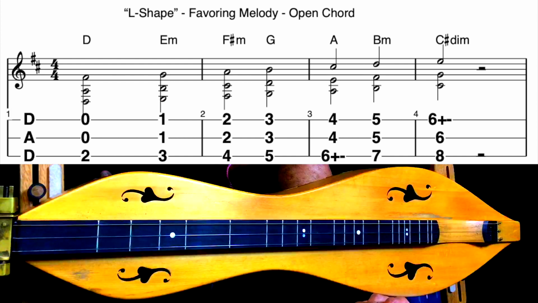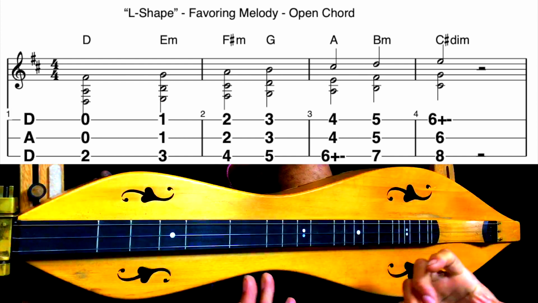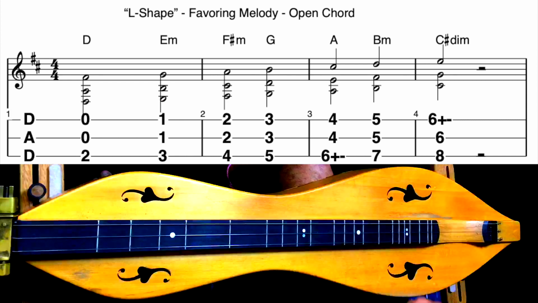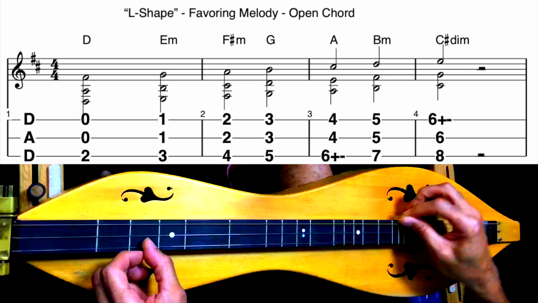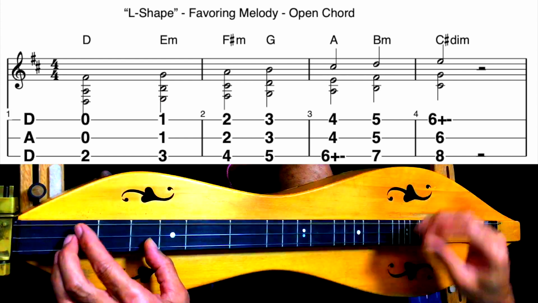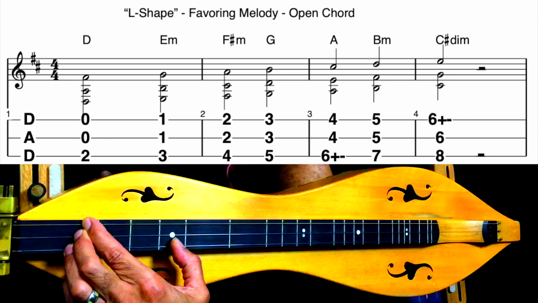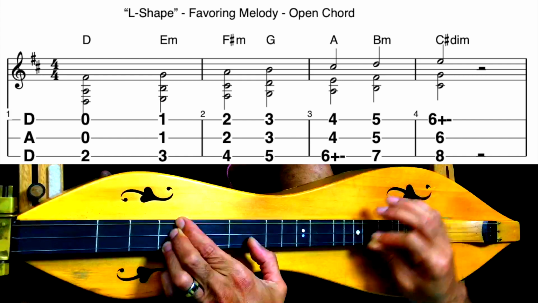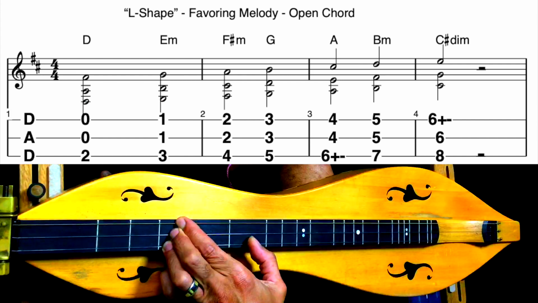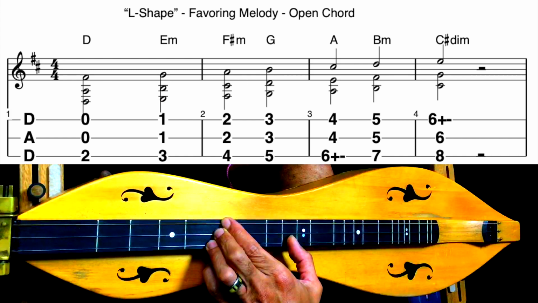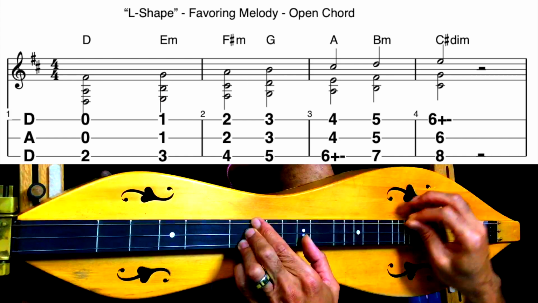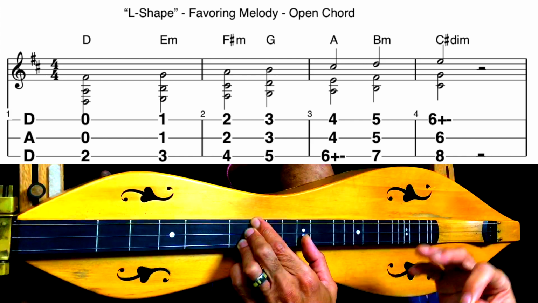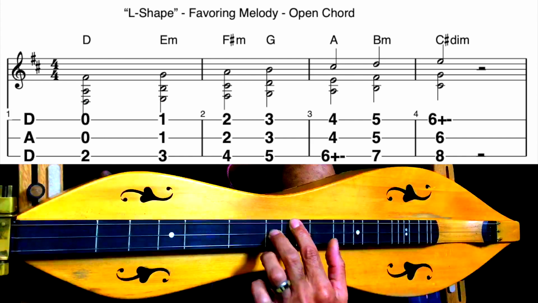All right, let's take a look at some other examples here. For example, let's take a look at the open chord L shape. This is the standard way that we do the L shape pretty much with the mountain dulcimer. We've got a 0-0-2 for our D, 1-1-3 for E minor. These are really good sounding chords. F sharp minor, 2-2-4, G major, 3-3-5, A major, 4-4-6.5, B minor, 5-5-7, and then a different shape for our C sharp diminished, 6.5, 6-8.